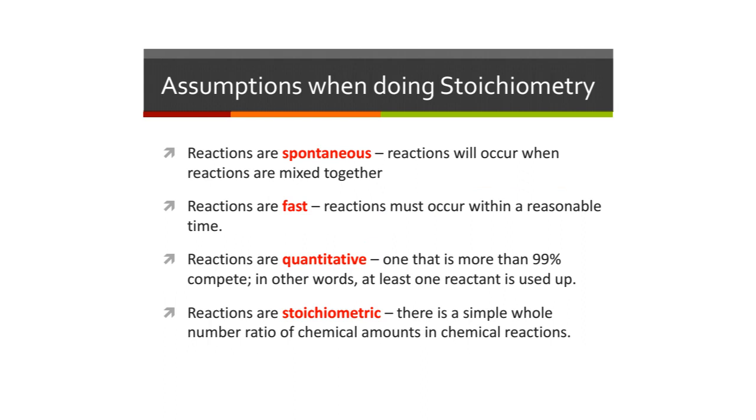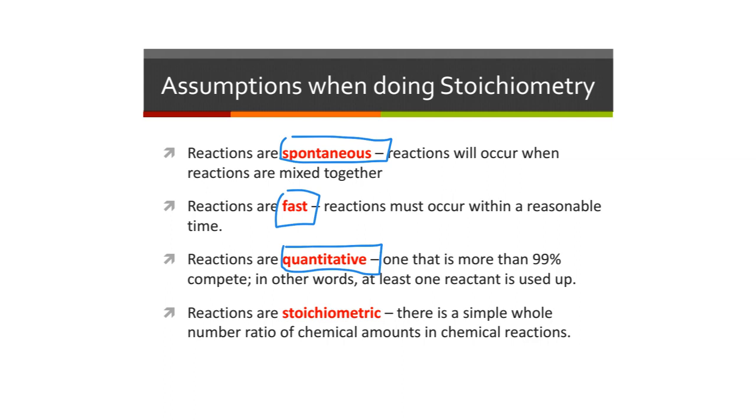Now, in order for us to study stoichiometry, there are four assumptions which must be met. The first assumption is that the reaction must be spontaneous. That is, when you put two chemicals, often in solution, together, they will react immediately, right away. These reactions also happen to be fast, so that it happens over the course of minutes, not hours or even days. These reactions are also what's called quantitative. That means all the reactants will react.